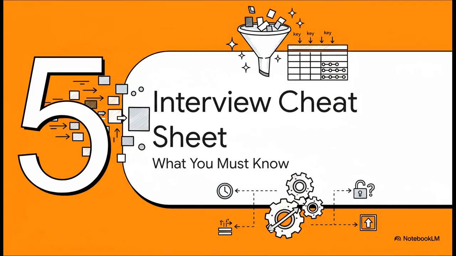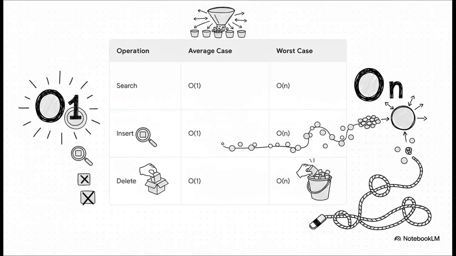Okay, let's bring all this home. If you're getting ready for a technical interview or you just want the key takeaways, think of this next part as your absolute must-know cheat sheet for hash tables. First up, performance. On average, and this is the key phrase, on average, search, insert, and delete are all O(1). Constant time. That's the magic we were chasing.